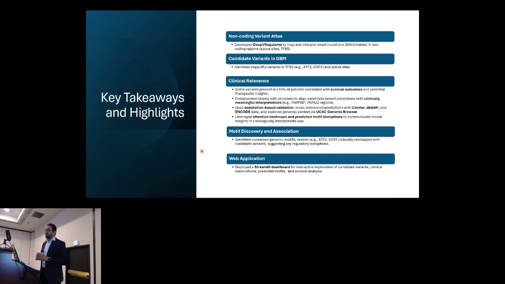We are still comparing with the known models, which are DeepSEA and Basenji2, but I don't have the results, so I did not put those results in right now.